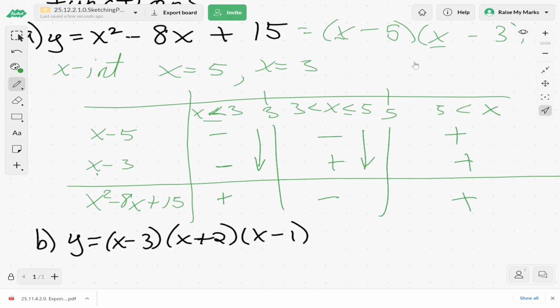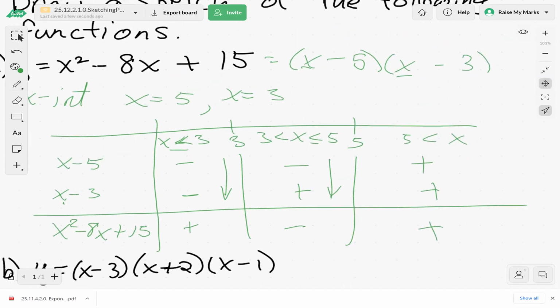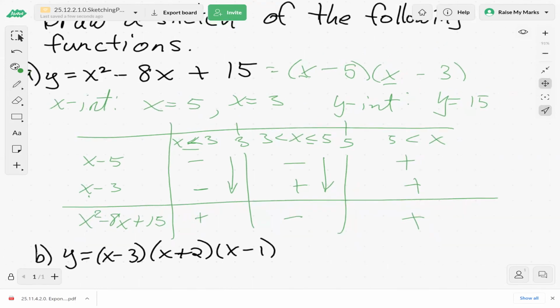Let's find our y-intercept. That's something we forgot. Our y-intercept occurs when x equals 0, and our y-intercept is actually 15. So we have our intercepts, and we have our intervals on which our function is positive and negative. Let's try and graph now.